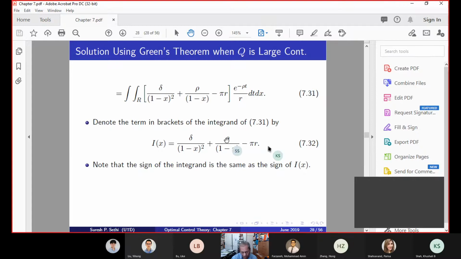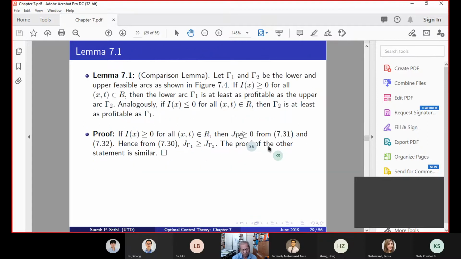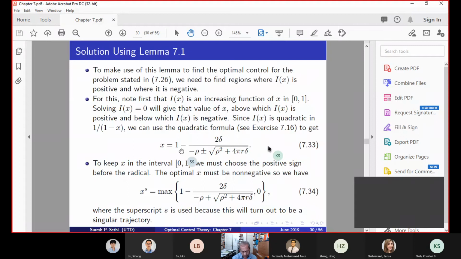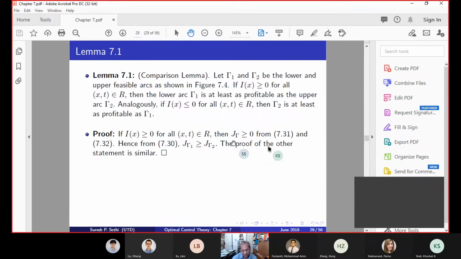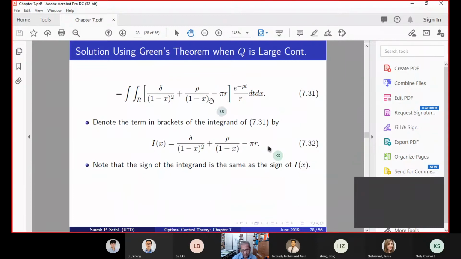Okay, so we solve this equation. How do we solve this equation? We solve the equation for 1 divided by 1 minus x, and that gives me the solution by just minus b plus minus the square root of b squared minus 4ac. That's the formula that we use. And then because it's 1 divided by 1 minus x, we can find the x. Okay, that x gives me a 0 value of this integral.